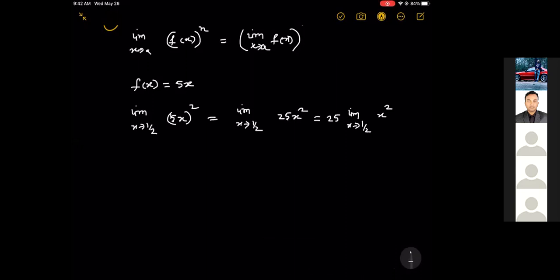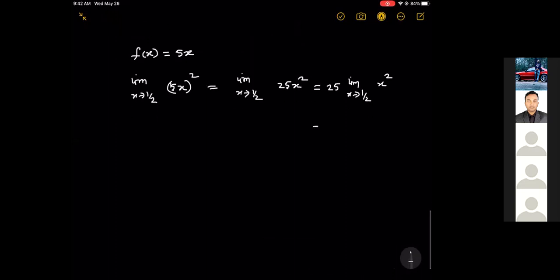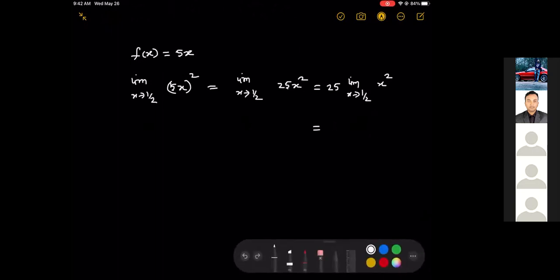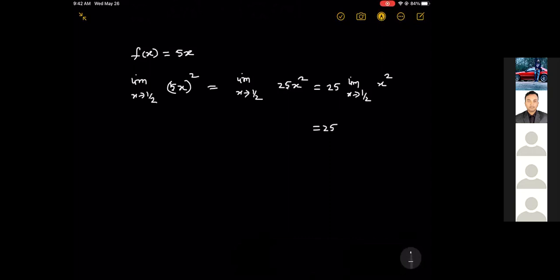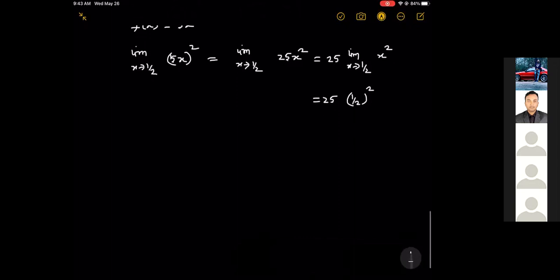I'm trying to show an example of it. So if I plug in half in place of the x, it gives me half squared, which is 1/4. So I have 25/4. Okay, let's see the right-hand side now.